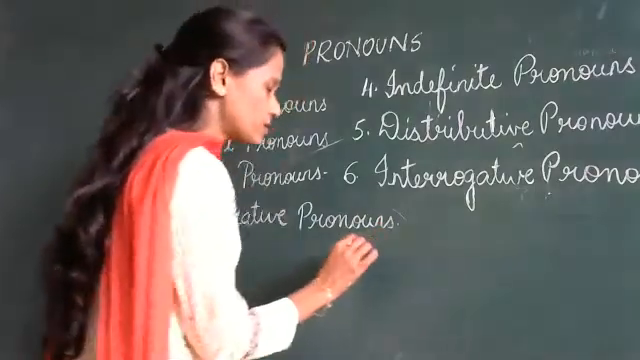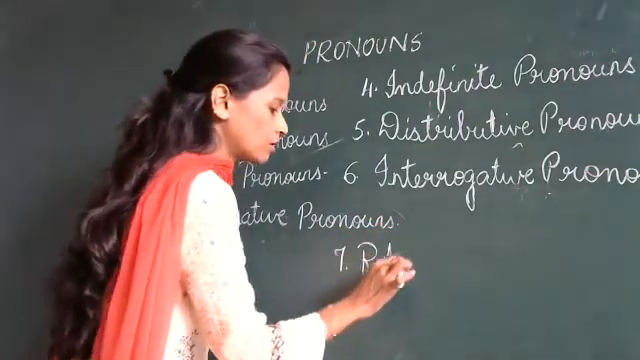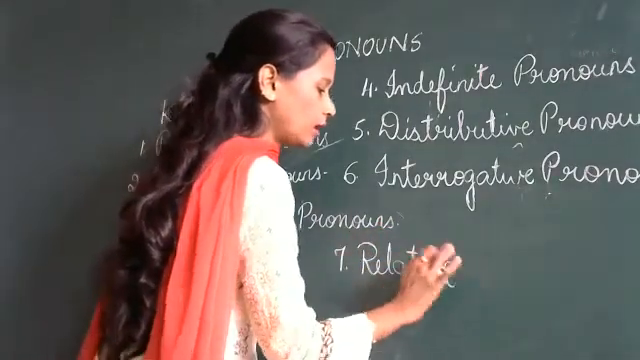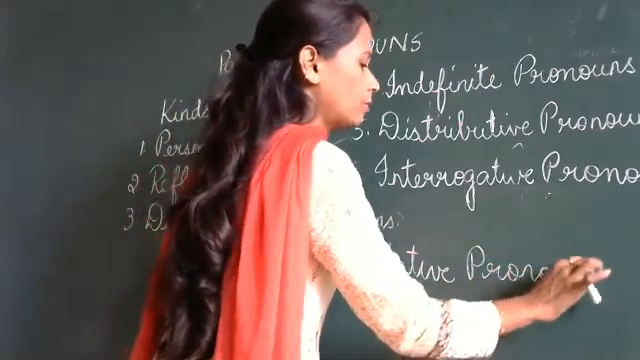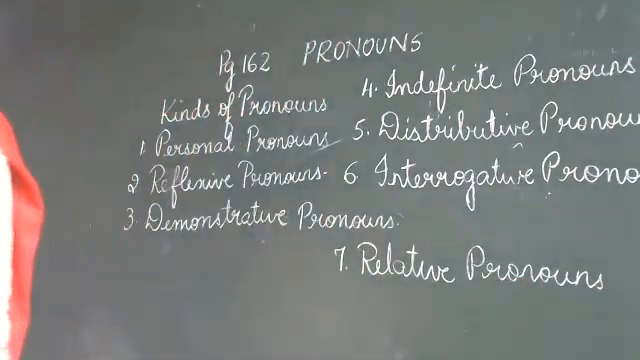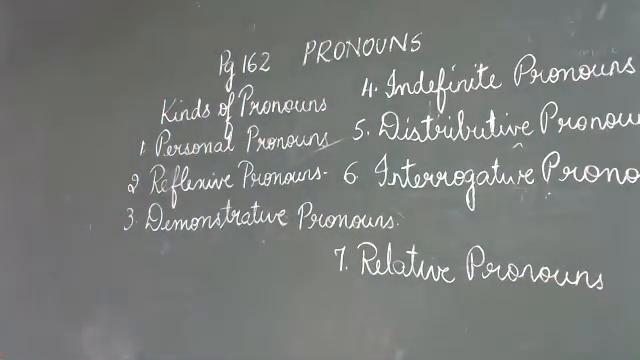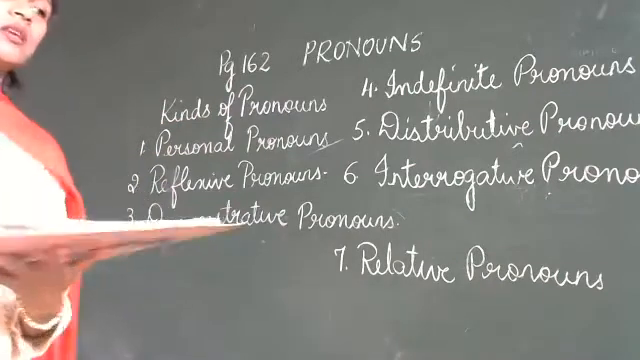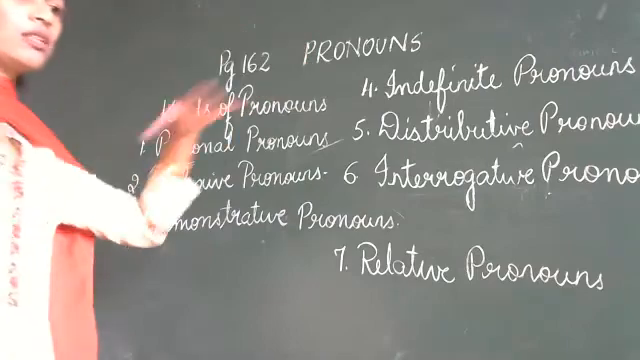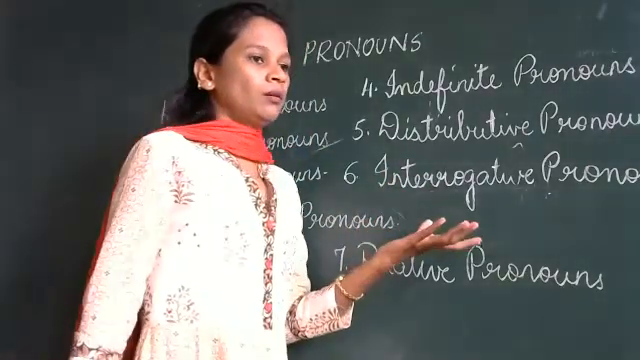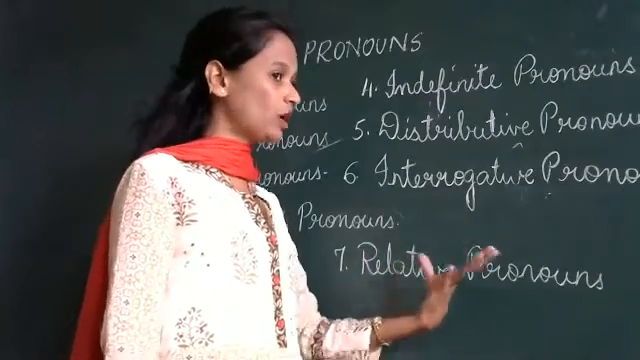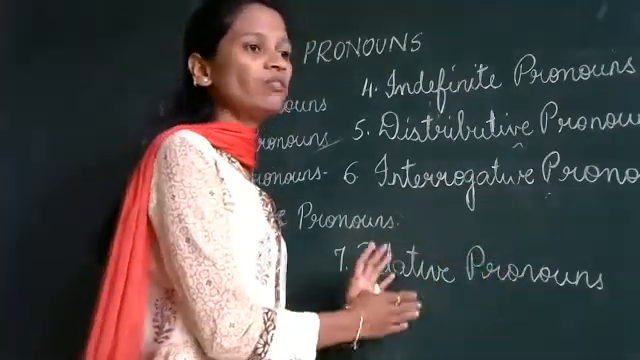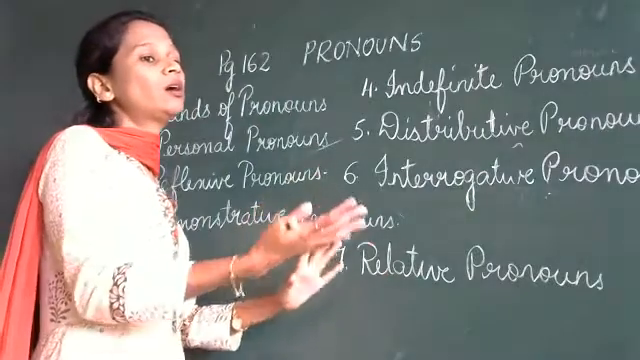The last one is relative pronouns. Now, what are relative pronouns? A relative pronoun is one that not only stands for a noun but also joins sentences. In grammar, which part of speech joins sentences? We learnt about conjunctions. They are linking words that join two sentences. So here we have the relative pronouns that join two sentences.